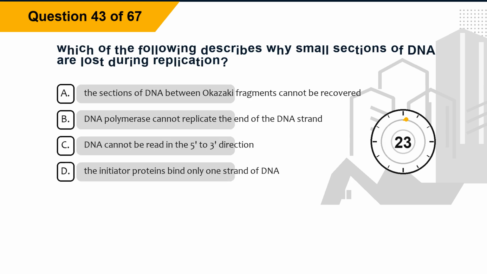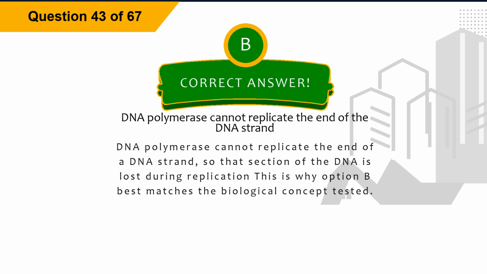Question 43. Which of the following describes why small sections of DNA are lost during replication? Option A. The sections of DNA between Okazaki fragments cannot be recovered. Option B. DNA polymerase cannot replicate the end of the DNA strand. Option C. DNA cannot be read in the 5' to 3' direction. Option D. The initiator proteins bind only one strand of DNA. The correct answer is option B. DNA polymerase cannot replicate the end of the DNA strand.